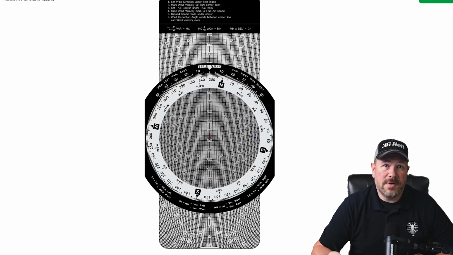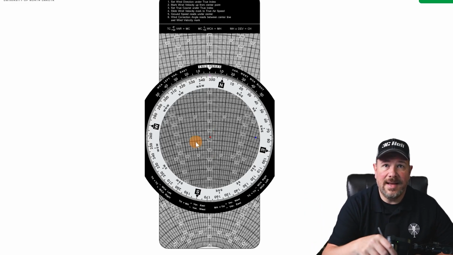Wind corrections, for example, are typically on the wind side. By understanding how these markings and their functions work together, you can efficiently use the calculator side of the E6B computer to solve many of the in-flight calculations needed for safe and efficient flight.